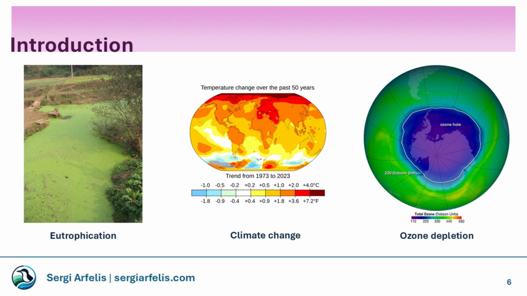In the center, the image shows temperature changes over the past 50 years. This highlights climate change, which is mainly caused by greenhouse gas emissions from activities like energy use, manufacturing, and transportation. Through LCA, companies can calculate the carbon footprint of their products and processes.